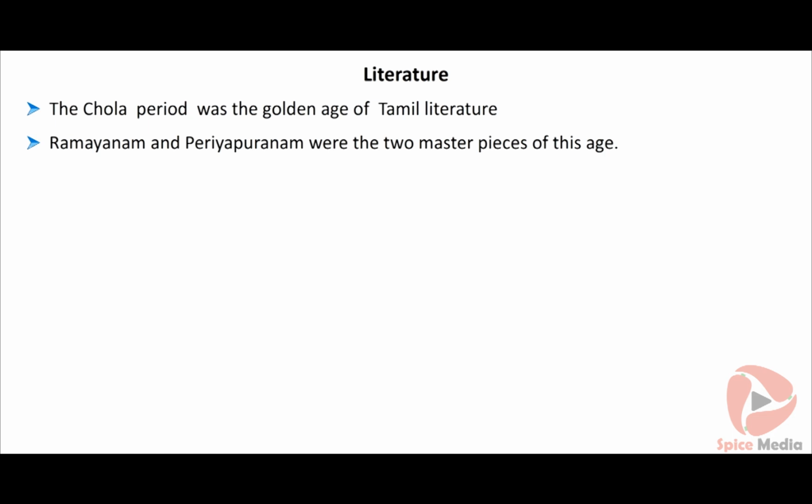Ramayanam, composed by Kambar, and Periya Puranam, written by Sekkizhar, were the two masterpieces of this age. Paniruthiramari, compiled by Nambiyandar Nambi, was a Saivite work.